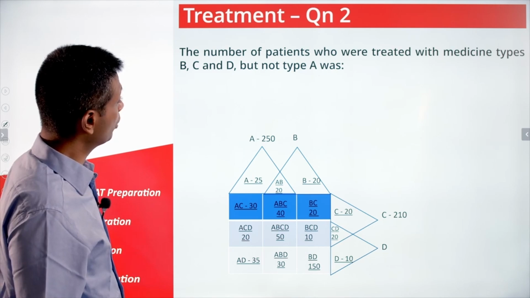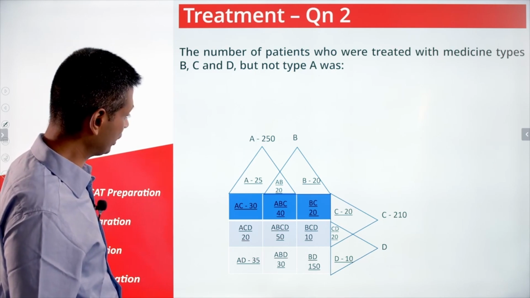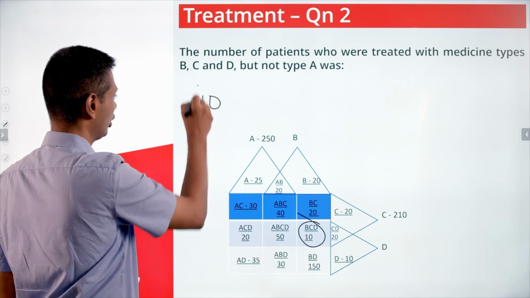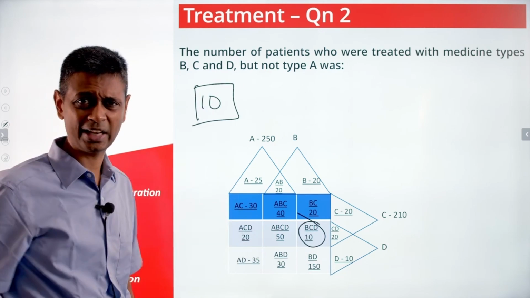The number of patients who were treated with medicine types B, C, D, but not A. B, C, D, but not A. This number 10. Done. Very routine question. Once you've got the grid, you're just plugging in the answers.